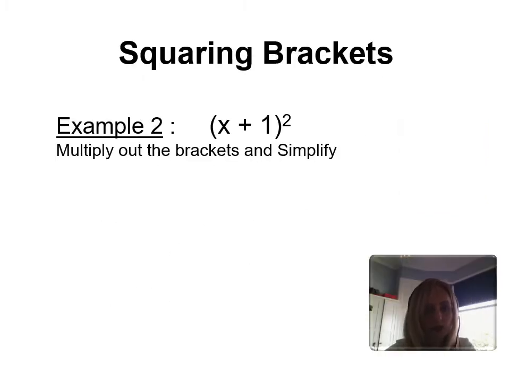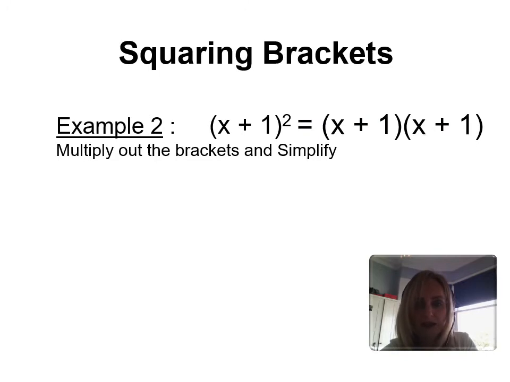So example 2, we have x plus 1 all squared, and we're going to remove the brackets from this. Now, probably the best way to think about this is, if you square something, you're multiplying it by itself. So rewrite this as a multiplication, so it's x plus 1 times x plus 1. So we can write that as x plus 1, x plus 1. So a double bracket, essentially.